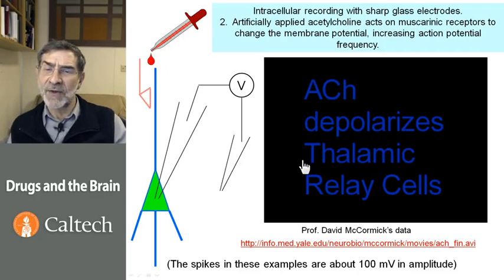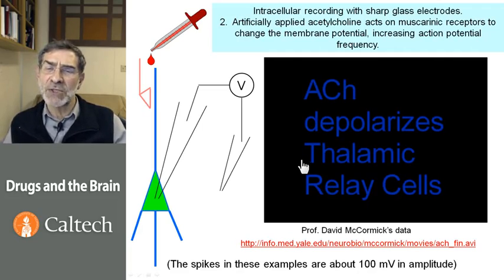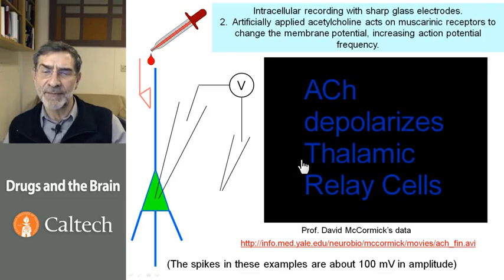It's the same kind of thalamic neuron that was on the previous slide. These thalamic neurons relay information, as you learned in previous lectures, from the periphery to the cortex. And so let's watch how muscarinic stimulation changes the frequency of this relay.